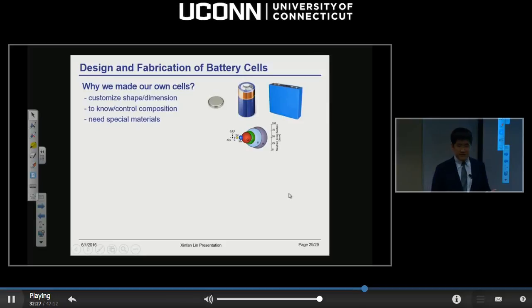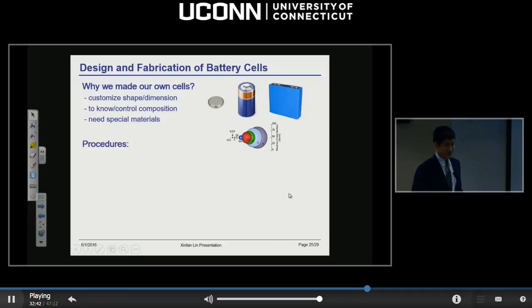I knew this very well because that poor guy was me. I started with zero chemical engineering background, but through the process, I learned a lot. So now I can claim that I have some background in chemical and electrochemical engineering. And these are the procedures I figured out to build the cells.